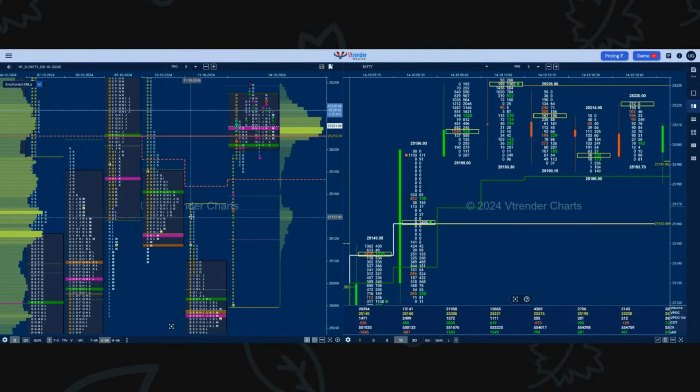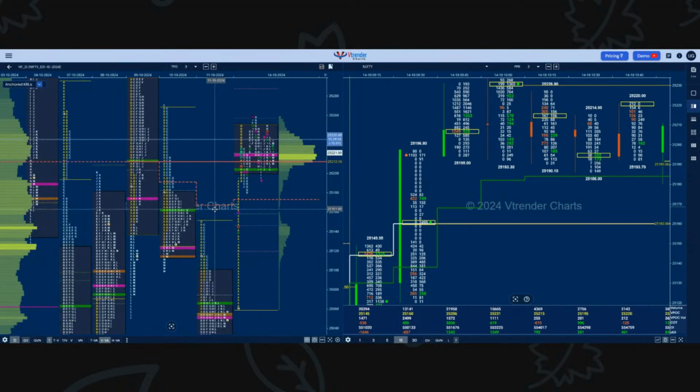So what was the upside objective in Nifty futures? We were looking for a tag of this failed auction of 25267 from 10th of October, the same level which we were looking at in spot also.